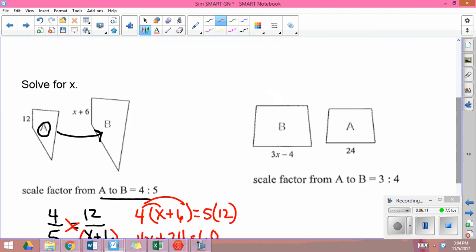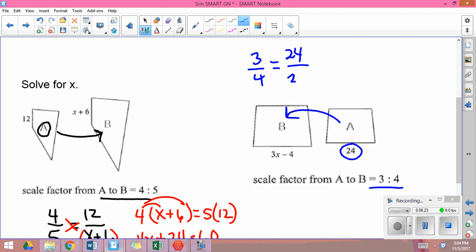Same thing here, except be careful. A to b, 3/4 is equal to a to b, 24. A has to go on top. 3x minus 4 has to go on the bottom because that's the b. When my scale factor is a to b, both of your a dimensions have to be in the numerator, your b dimensions in the denominator.